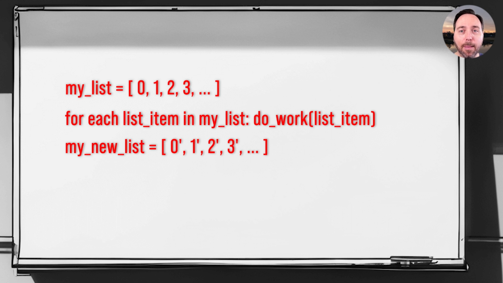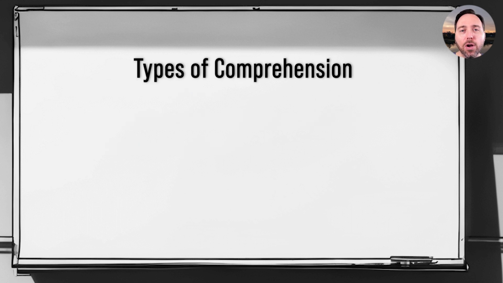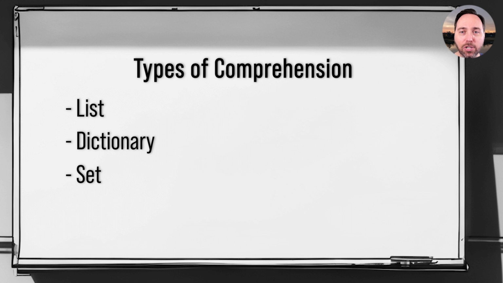When it comes to operating over a collection, the language snob in me would like to see a pipe forward operator, like we see in languages such as F#, but Python has a different solution in mind. Instead, in Python, we use the notion of comprehensions. There are three types of comprehension we will cover today: list comprehensions, dictionary comprehensions, and set comprehensions.